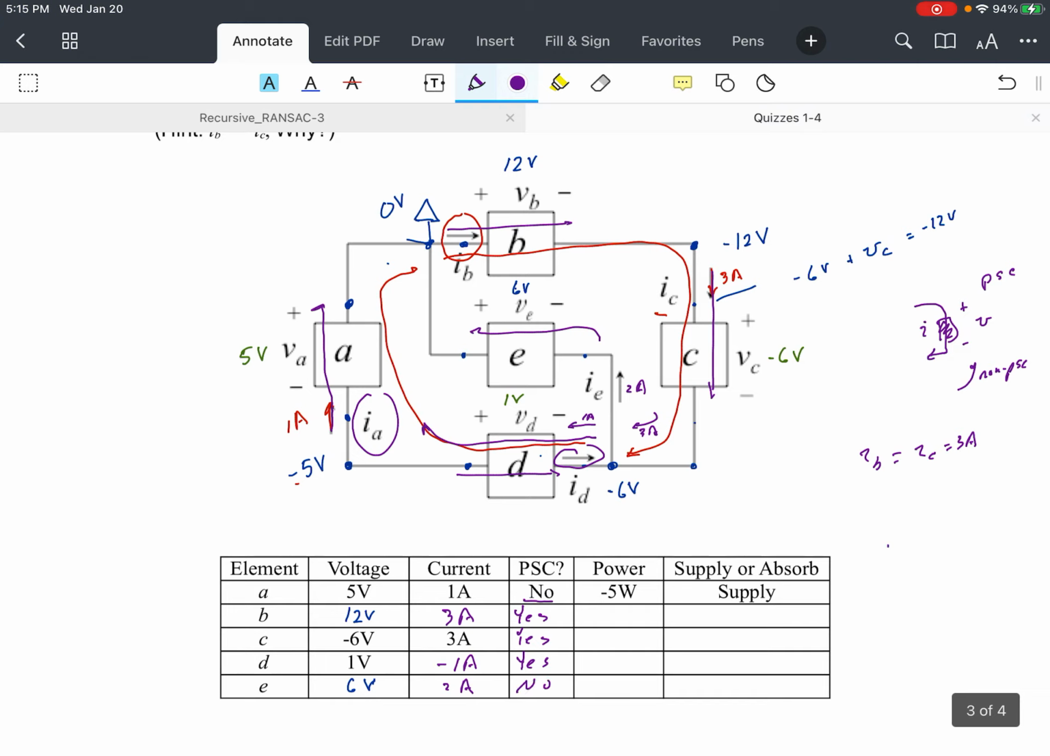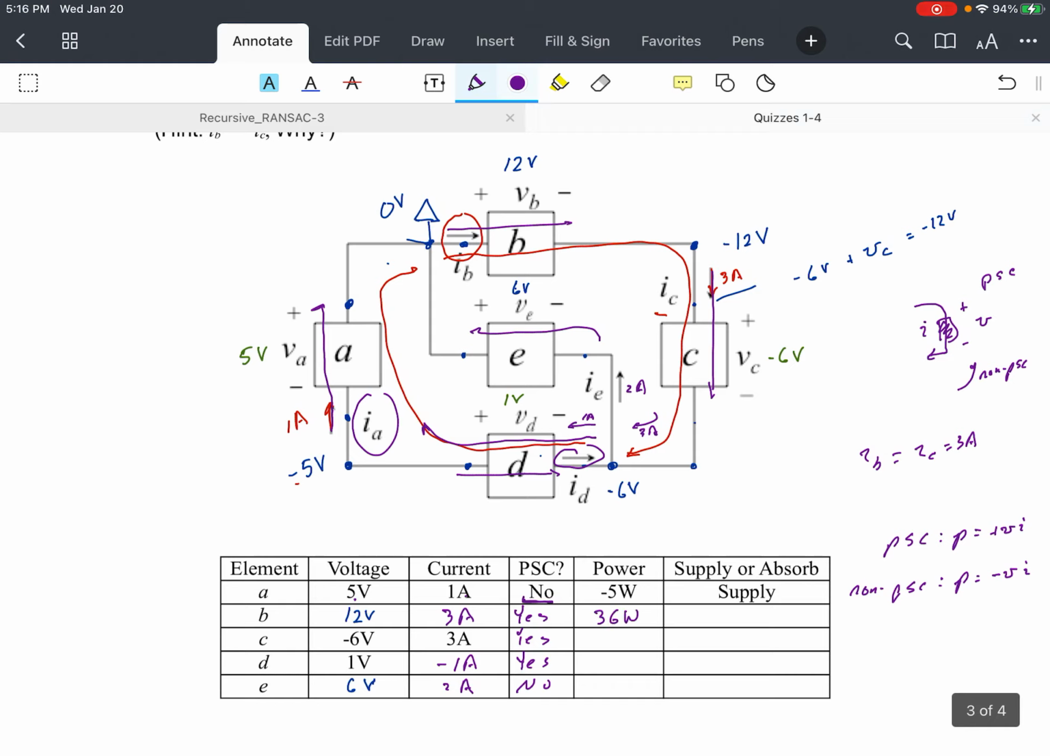Okay, now if it's passive sign convention, the formula for power is positive VI, and with non-passive sign convention, power is equal to negative VI. So since the answer is no, the power is going to be negative V times I. Since it's yes, it's going to be positive V times I, so we're going to have 36 watts.